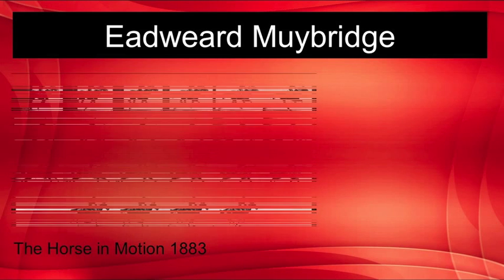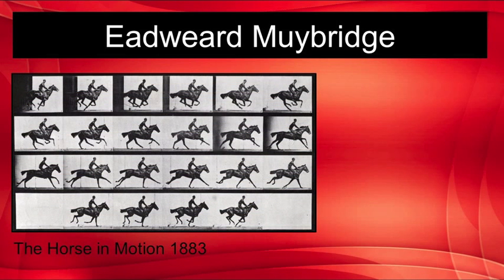And then lastly, Eadweard Muybridge was commissioned by Leland Stanford of the Central Pacific Railway to document whether or not a trotting horse lifted all 4 feet off the ground simultaneously. So if you look at this series of slides here, you can see that a horse does lift all 4 feet off the ground simultaneously.